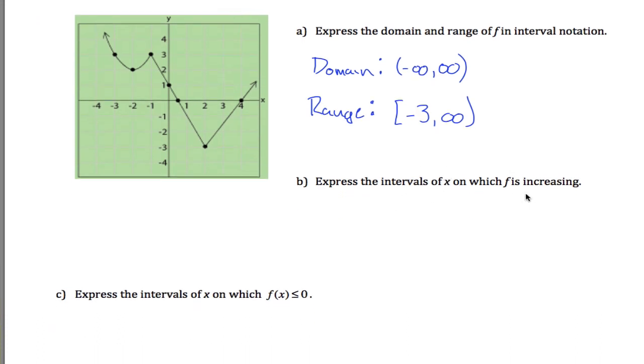Express the intervals of x on which f is increasing. This screws with people, not because they don't know where it's increasing. You can just look at this and see it's increasing right here, and then it's increasing over here. That's good. But it wants the intervals of x. It wants you to describe those 2 points according to their x-coordinates. So the x-coordinate here is -2. The x-coordinate here is -1. So it's increasing on this interval from -2 to -1, and it's also increasing on this interval. This x-coordinate is 2, and it goes off to infinity.